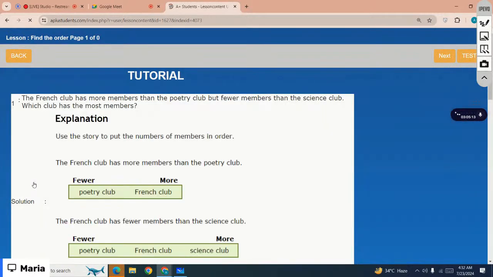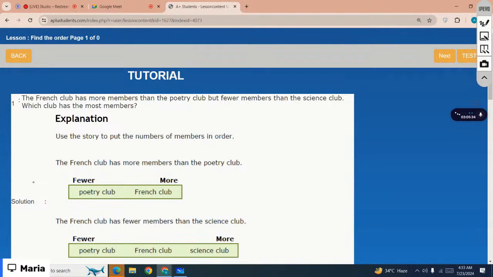Okay, the French Club has more members than Poetry Club, but fewer members than the science club. Which club has the most members? So you have to use the story and put the number of members in order, right? So let's just read it again and order them.